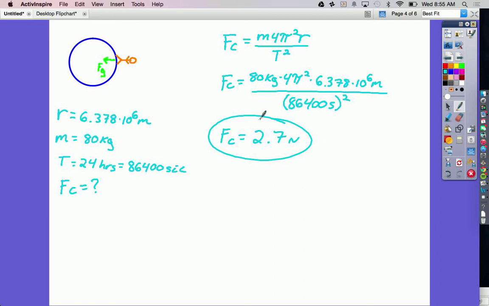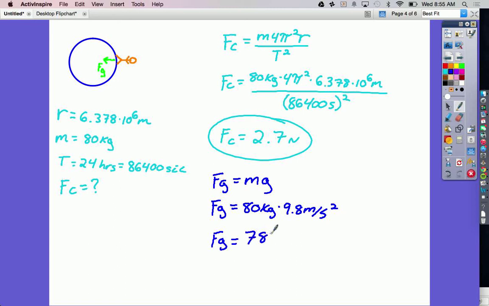Well, what's the force of gravity acting on someone on Earth who happens to have a mass of 80 kilograms? That's the next part of the question. Force of gravity is mg. So that's simply 80 kilograms times 9.8 meters per second squared. So gravity is holding this person's feet to the ground with 784 newtons of force.